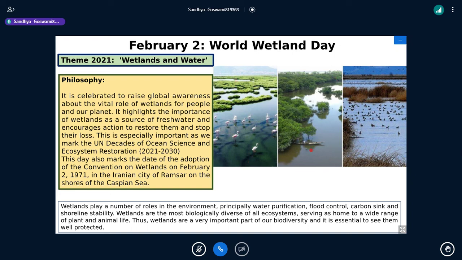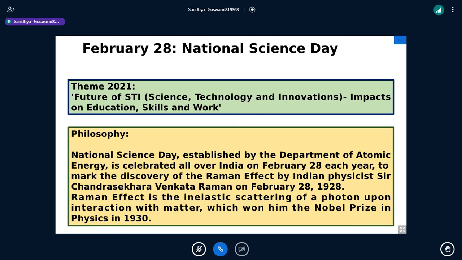So for increasing awareness about their role among the people, to highlight their importance among the people, in 1971 it was decided that World Wetland Day will be celebrated, and here wetlands and water was the theme of 2021. Every year, every such day is celebrated with different themes, right? So 2021's theme is that. Now 2022's theme will be different, right? So actually I wanted you all to read them, so I will just pass through it very quickly because there is nothing to explain in it.